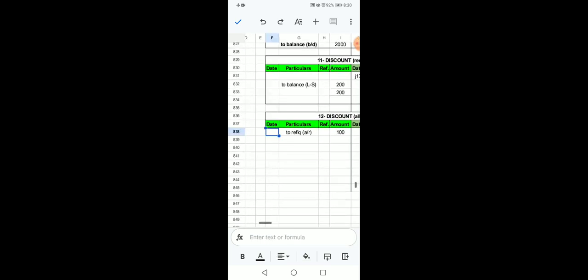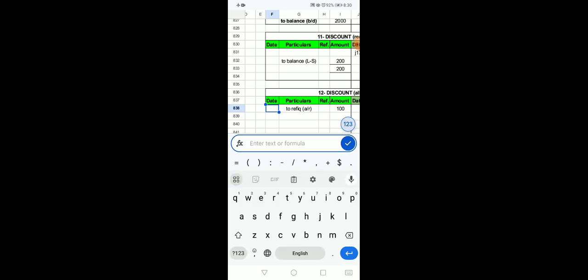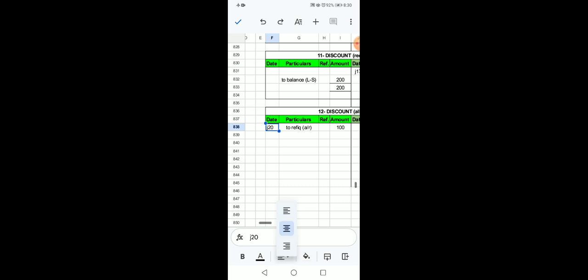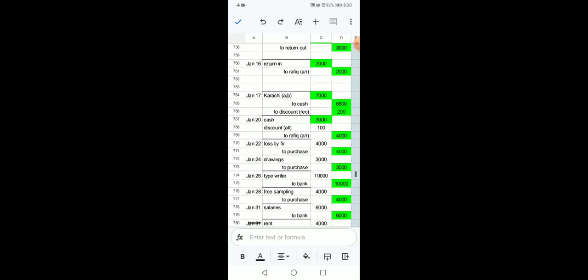So now put January 20 in date column. This way you have completed its posting. Now see if discount allowed is present in any other entry. This was your discount allowed, 100 is posted, means it is completed. Mark it as it has been done.